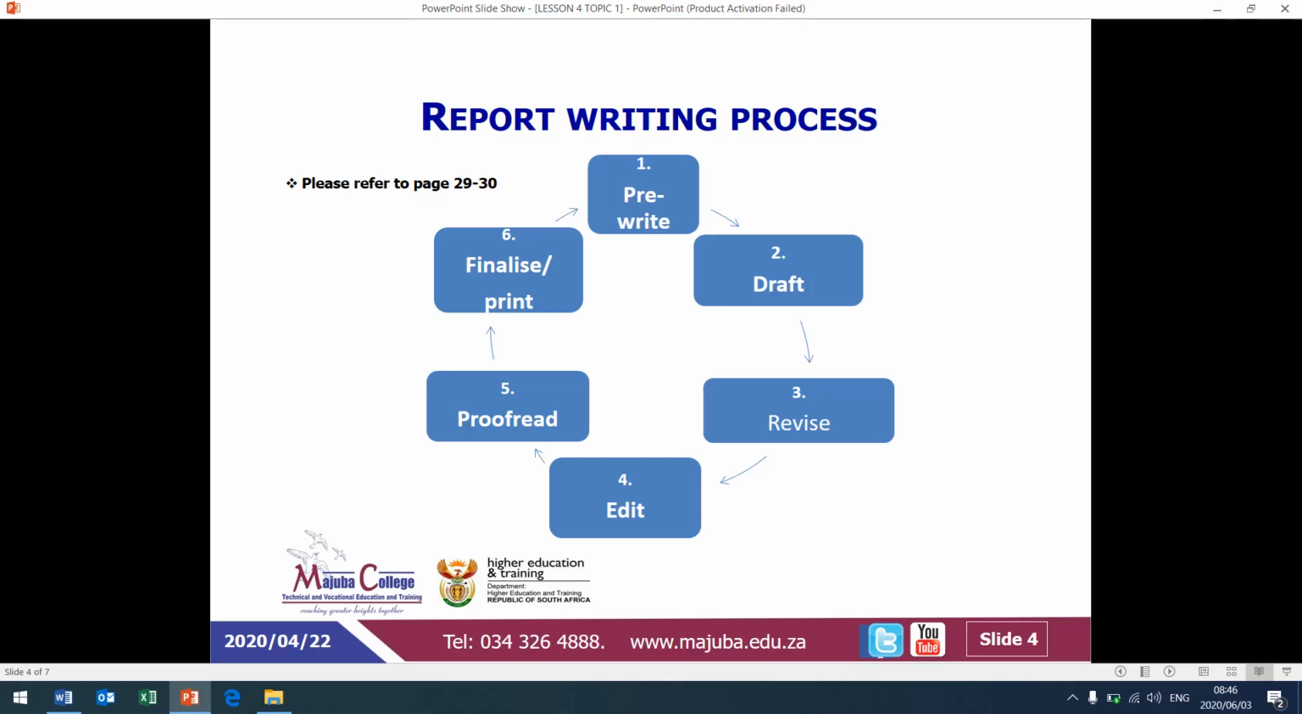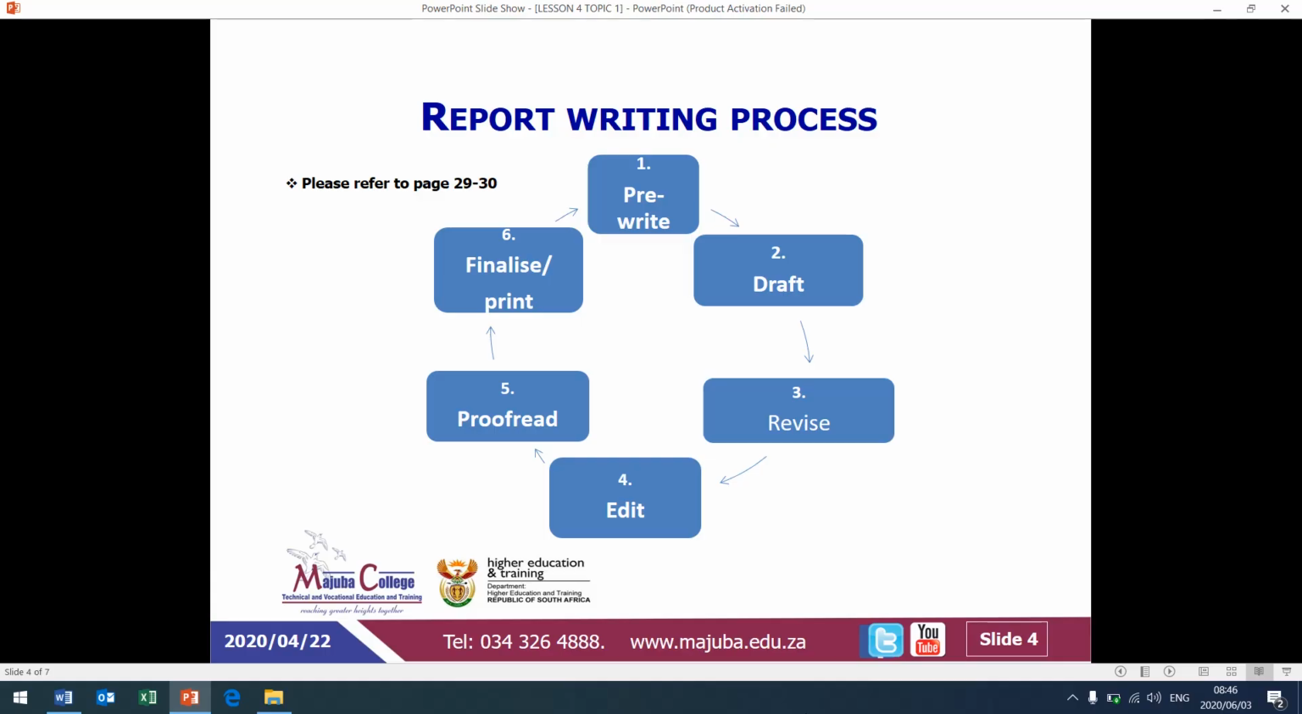Then we move on to step number 3, which is revise. So what do we do in revising? It's whereby you look at ways of how you can improve your reports. You decide on what you have written so far, and does it make sense, and then you put it together. Then you move on to step number 4, which is editing.